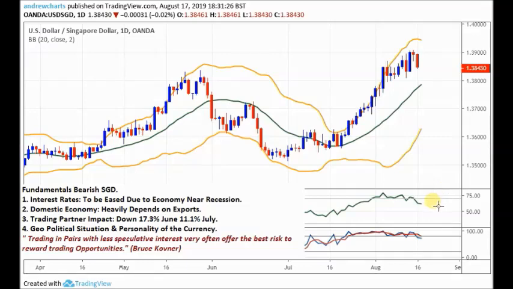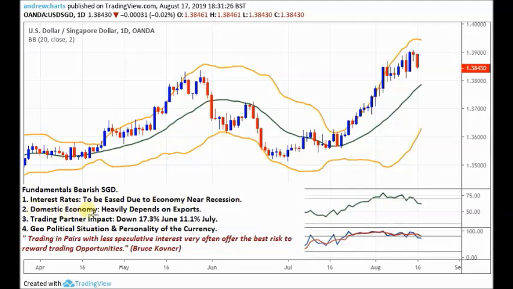I'll just draw my levels in a moment, but in terms of behind the chart, we just do a simple 4-point checklist. We want one currency to have clear-cut advantage over the other on all 4 points, and that's exactly what we've got here. Bearish fundamentals for the Singapore dollar. Interest rates, they're going to be eased soon in Singapore as the economy is just about to go into recession. US dollar holds the interest rate advantage at this moment in time and will do so going forward.